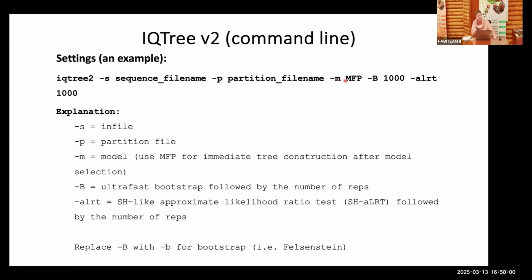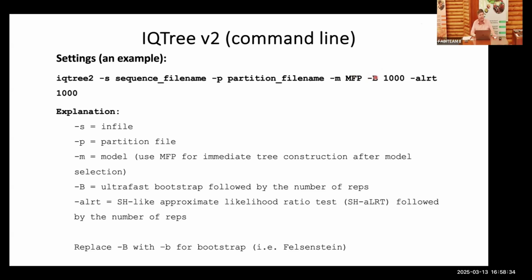-m refers to the model. And here we tell the program, please infer the model per partition for us, and then make a phylogenetic tree for us. So it is the model, so -m MFP, and the model here will not be stated, but inferred. If you know what the model is, you can use the model, GTR, for example, plus I plus G. Look at the manual to see how that is then set.